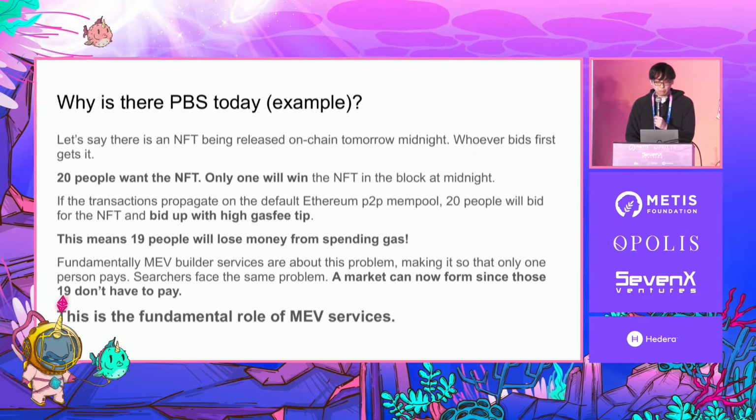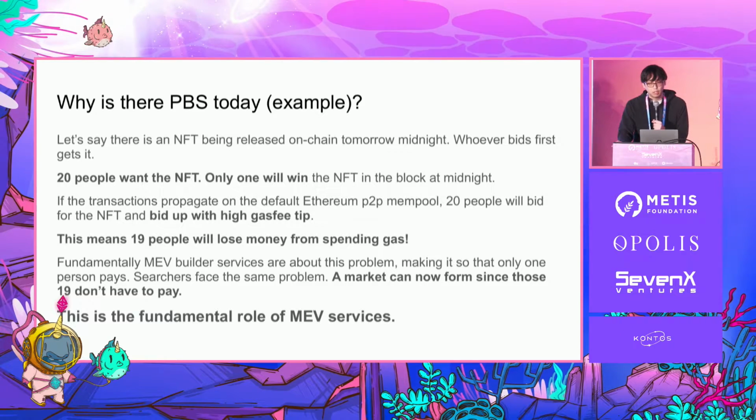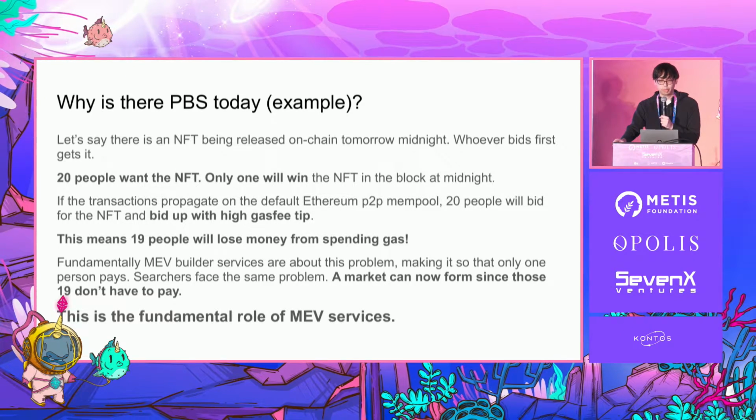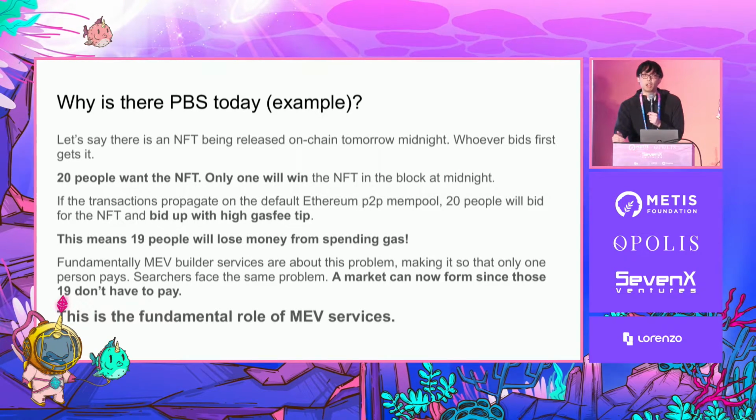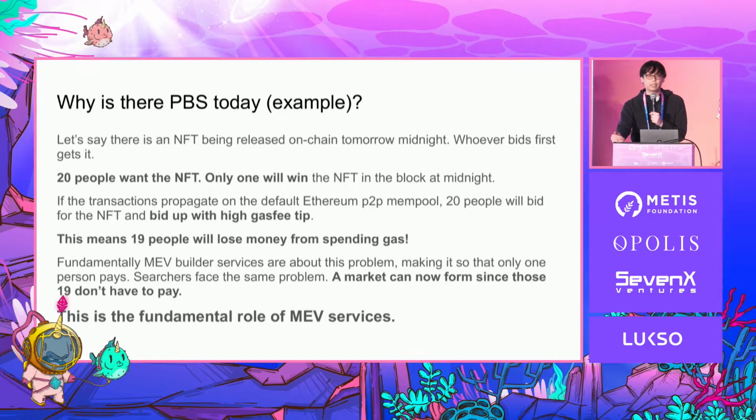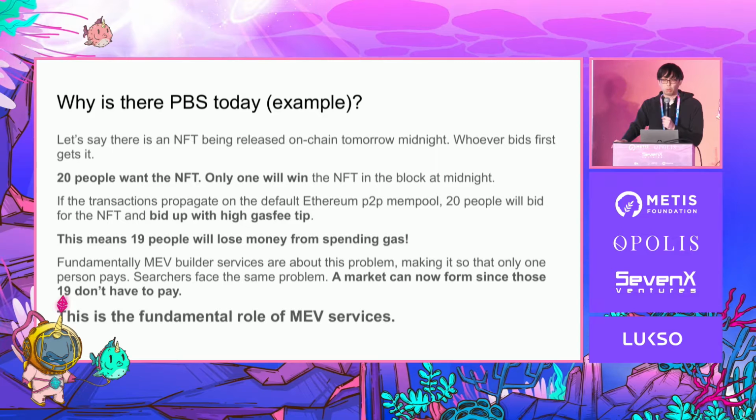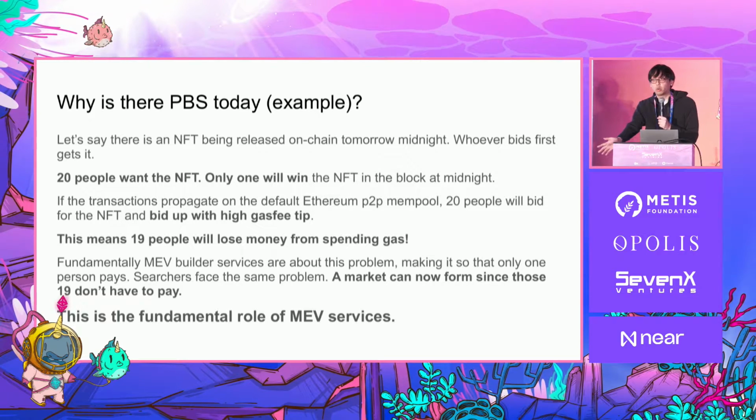So when I talk about contentious transactions, let's give a simple example. Let's say there's an NFT being released on chain tomorrow at midnight. Whoever bids first gets it. Whoever gets this into a block first, the first one inside that block just gets it. It's that simple. Let's say 20 people want it. Now only one is going to win, right?